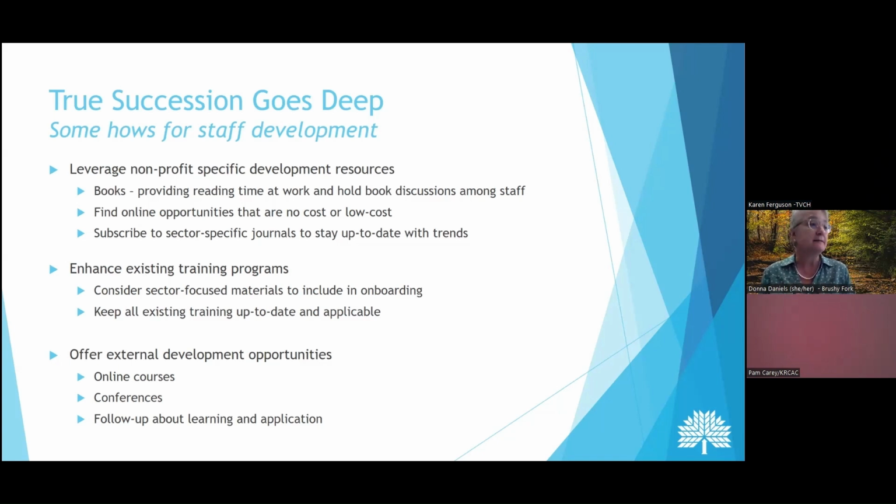Enhance your existing training programs. Consider sector focused materials to include in onboarding for both staff and for board members. Keep all your existing training up to date and applicable as well. And offer, if you can, external development opportunities. There's nothing that can help a staff member as much as going away and getting something and then bringing it back to the organization to share with other organization members.